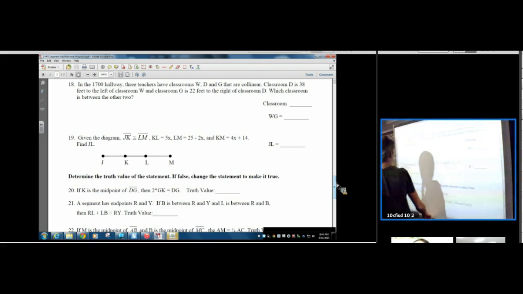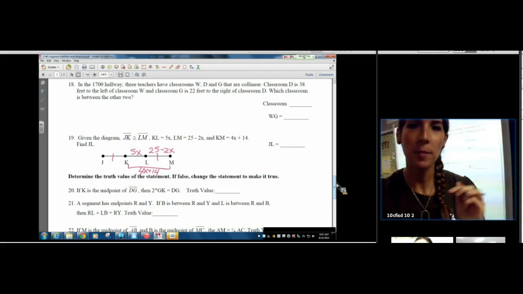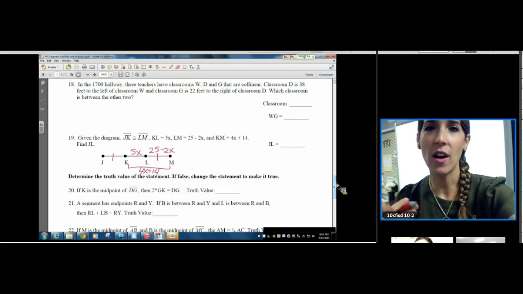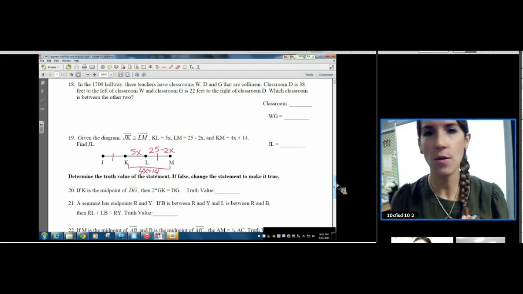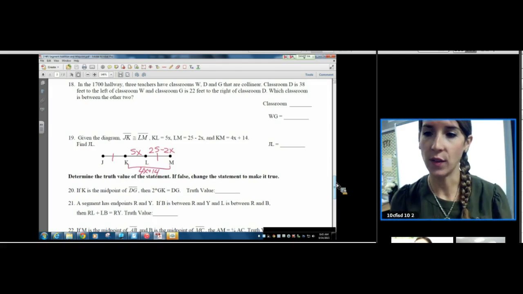Okay, 19, last one. Given that JK is congruent to LM, KL is 5x, LM is 25 minus 2x, and KM is 4x plus 14. All right, so we've got a classic part plus part equals whole problem. Now you're like, ooh, but it's looking for JL, and I don't know how to find that. But the first thing you do every time is find x. You don't even know what you're going to do with x, but find x first every time.